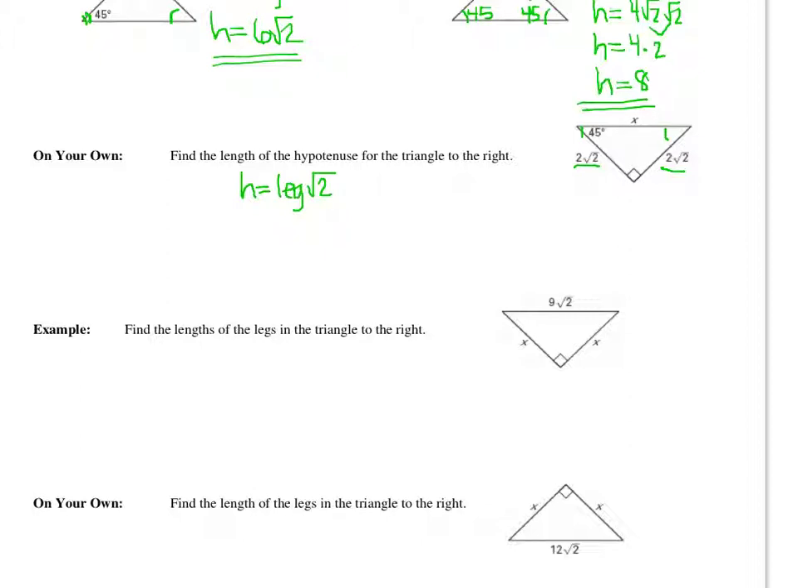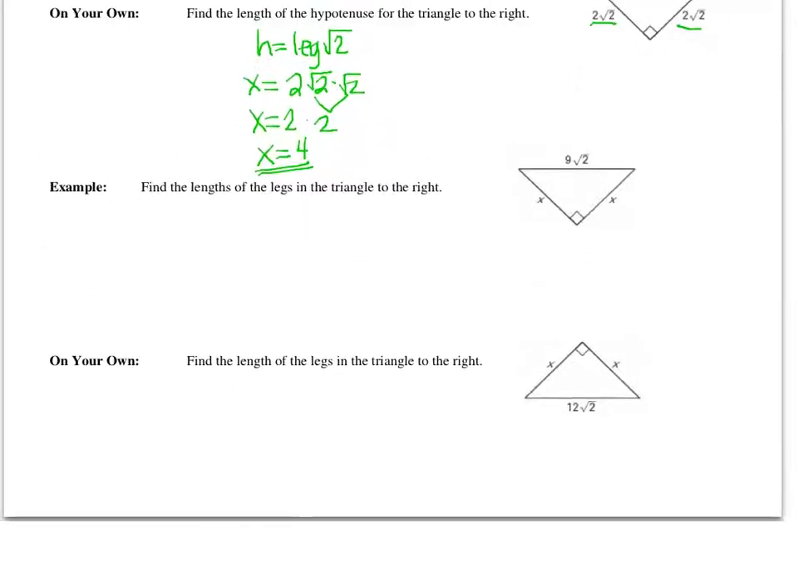So my hypotenuse is x, my leg is 2 times the square root of 2, and then I need to multiply that by the square root of 2. So x equals 2 times, well, the square root of 2 times the square root of 2 is just 2. So x equals 4, and that's the length of my hypotenuse.